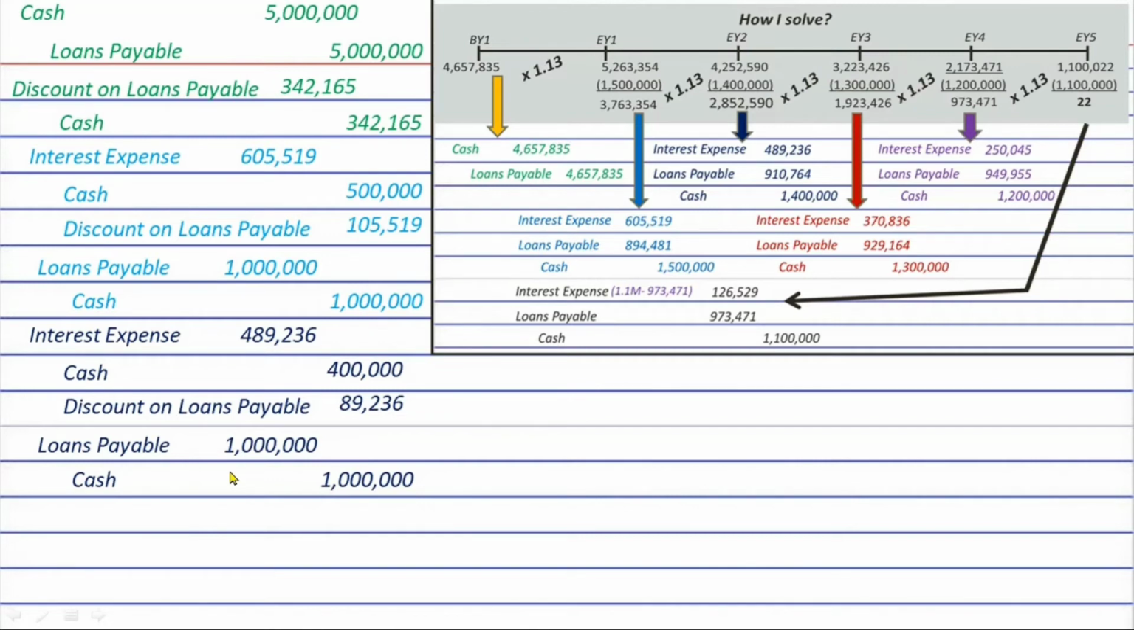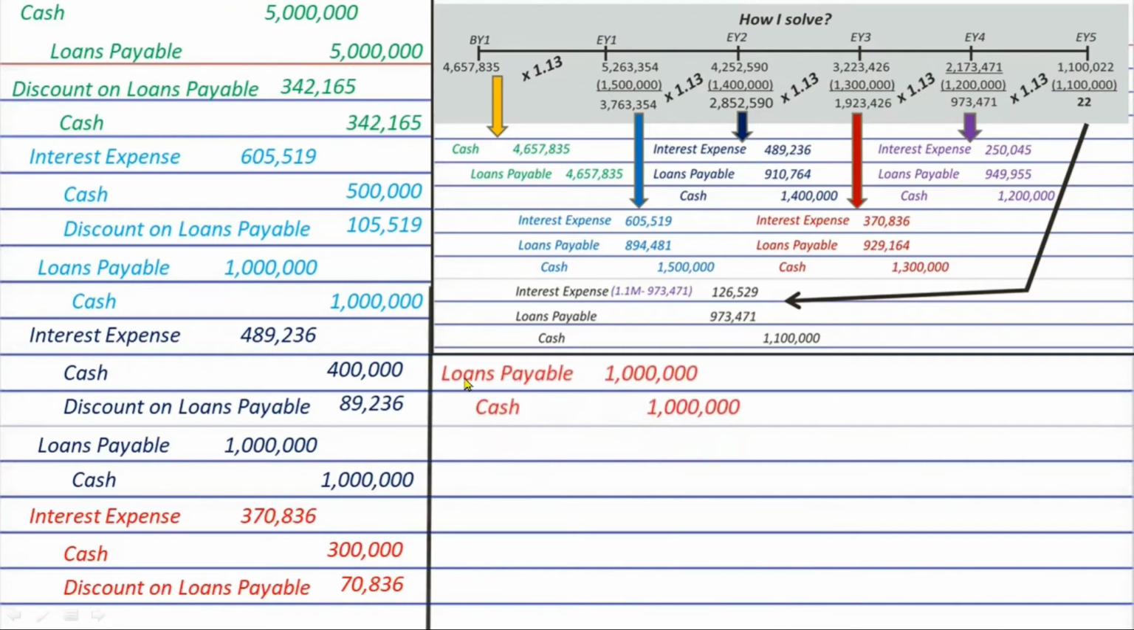Now, let's have the entries at the end of year 3. Again, debit interest expense, which is the interest amount here. I hope you can still remember how we got that. So, now, the credit is the interest payment of only 300,000, which is again 10% based on the outstanding balance of 3 million principal. So the balancing figure is still credited to discount on loans payable, which is now 70,836. Now, for the principal payment, of course, debit loans payable account of 1 million and then credit cash 1 million.